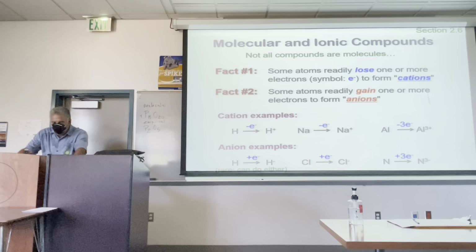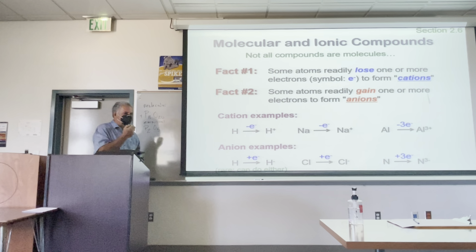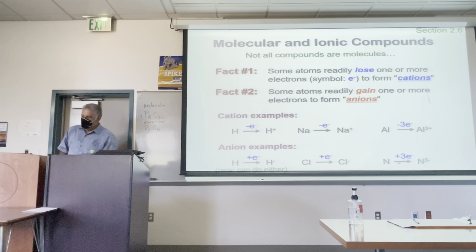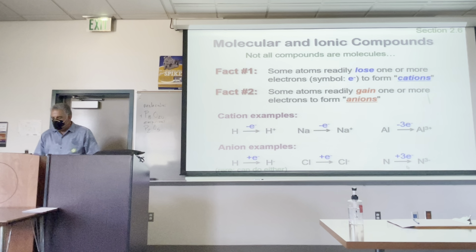Anion examples. Hydrogen, that sneaky hydrogen, can actually gain an electron too and become H-. These are hydride compounds. You'd see something like sodium hydride, and the reason you know it's a hydride is because the H comes second and the sodium metal comes first. Chlorine can gain an electron. Remember, all the halogens are nonmetals, they can gain electrons. Nitrogen gains 3 electrons, N3-, and we call that nitride, right?